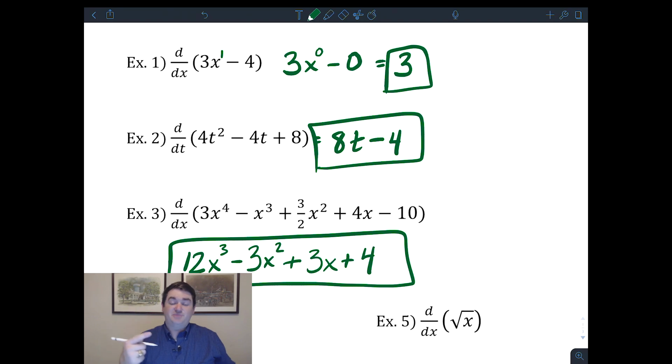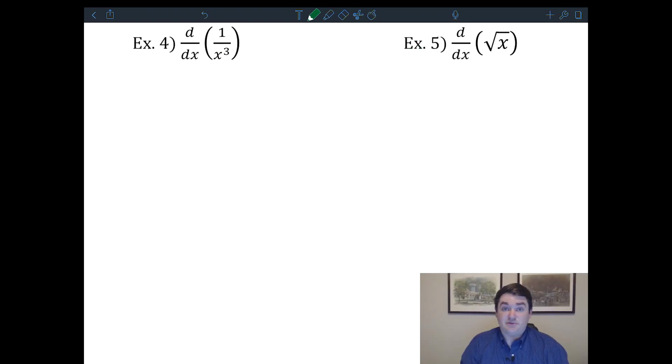Now, the next most important thing to learn is how do I take a problem that looks difficult and rewrite it in a way that allows me to use the power rule. I want to take functions and rewrite them so that it's a number times x to a power whenever possible, because that allows me to use the power rule, and the power rule is easy. So look at example 4 with me. Take the derivative of 1 over x cubed. 1 over x cubed is not a number times x to a power, but I can rewrite it.